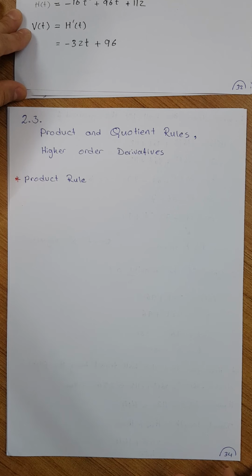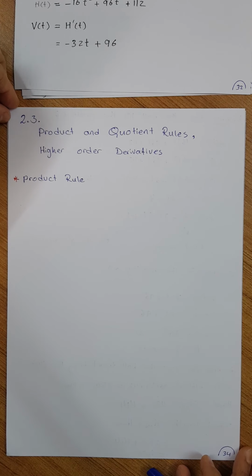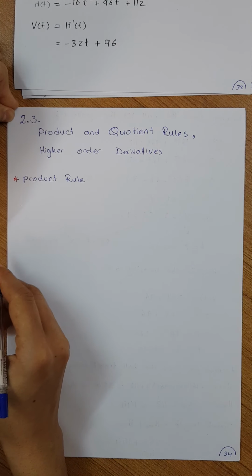You know how to differentiate functions that are given to us. If there is summation, addition, subtraction, if it is a constant multiple, you're already familiar with those. But how about if two functions are multiplied together? How can we deal with them? How can we take their differentiation? We have got the product rule.